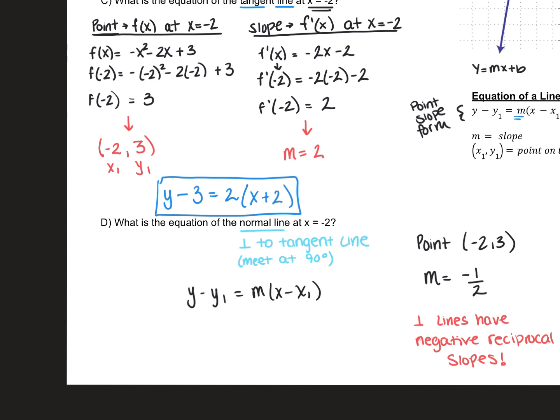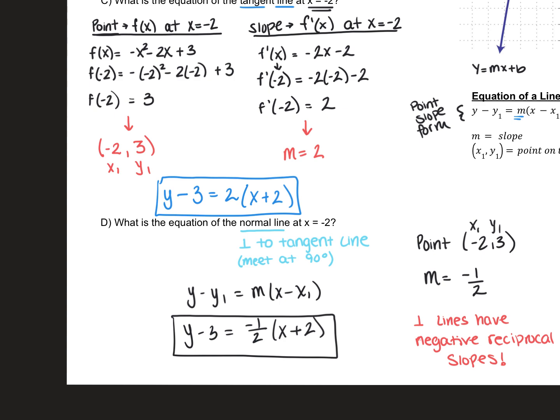So pretty much everything is the same. The y1 and the x1 is the same. We just have to switch and negate the slope. So here's your x1, y1. So y minus 3 equals now -1/2 x minus -2, which changes to a +2. And that is the equation of my normal line.